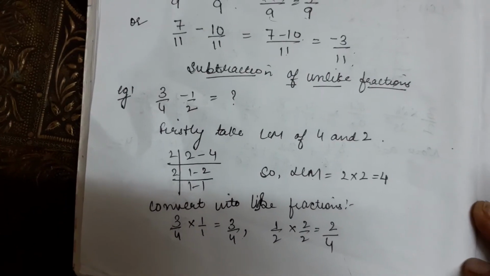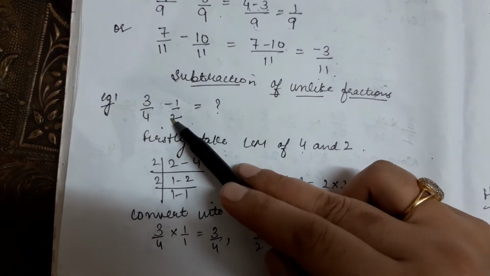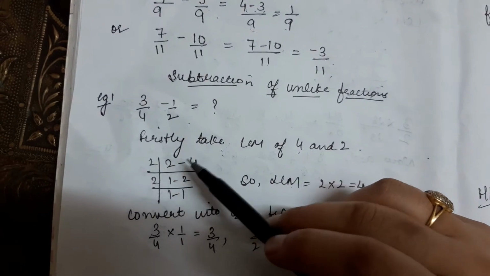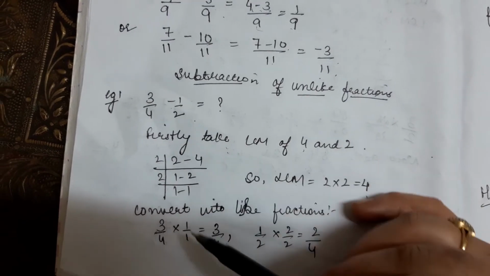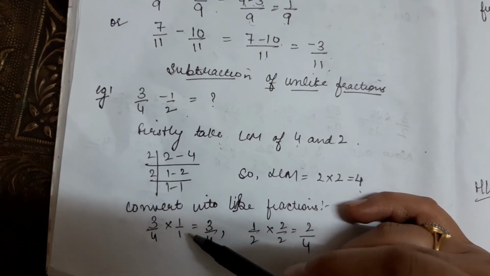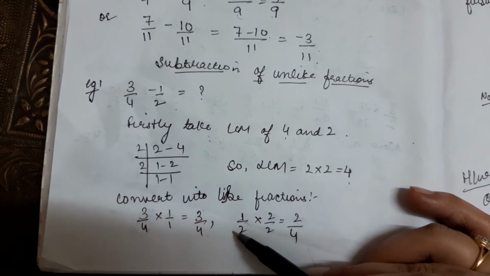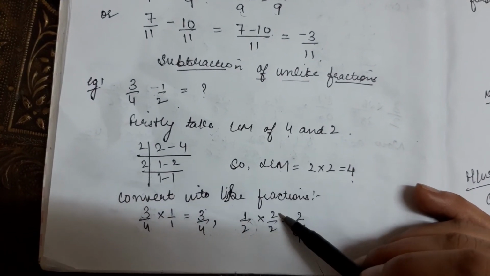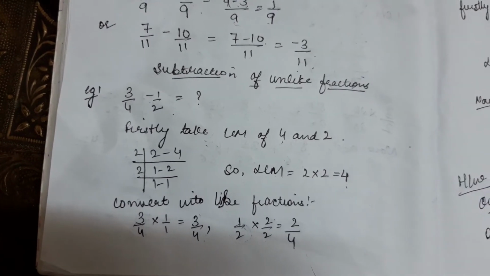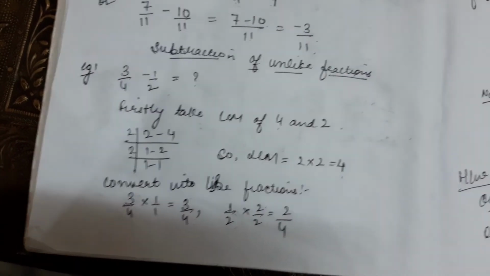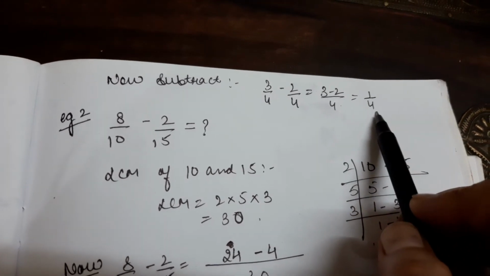Next, if I have unlike fractions like 3 by 4 minus 1 by 2. Again I have to take the LCM of the denominators 4 and 2. The LCM will come out to be 2 into 2, 4. Now convert them into like fractions. 3 by 4. Already it is 4, so we will multiply with 1 to get 4. 3 by 4. Next 1 by 2. So 2 should be multiplied with 2 to get 4. In the numerator also it should be multiplied with 2. So 2 ones are 2, 2 twos are 4. Now I will subtract them. 3 by 4 minus 2 by 4. So the answer is 3 minus 2 by 4, that is 1 by 4.